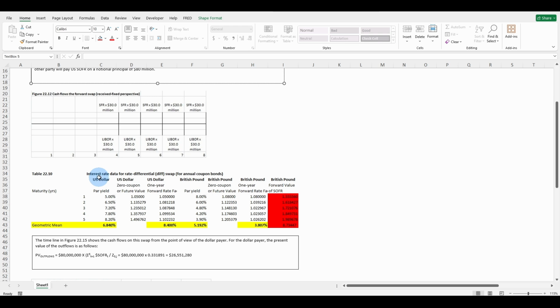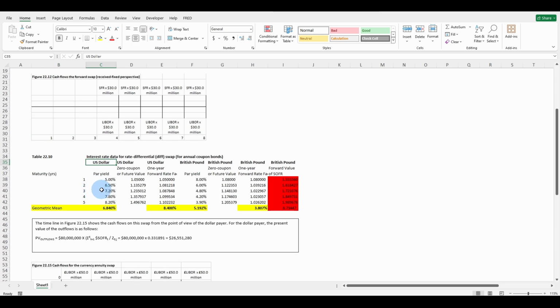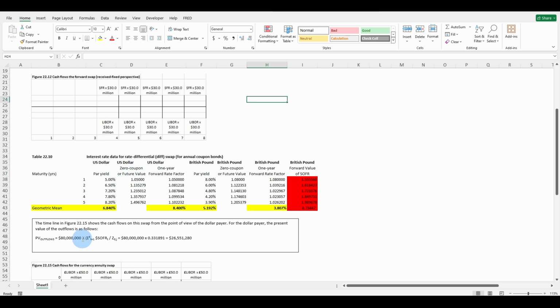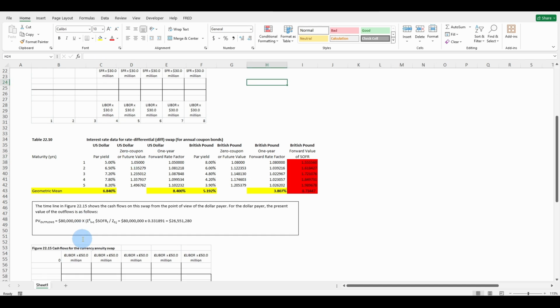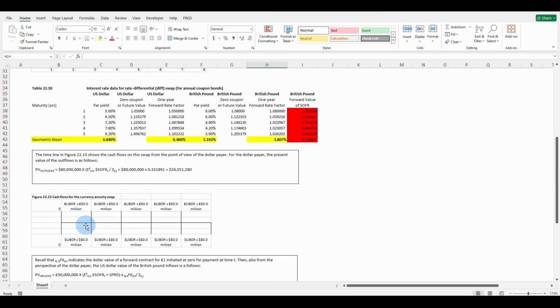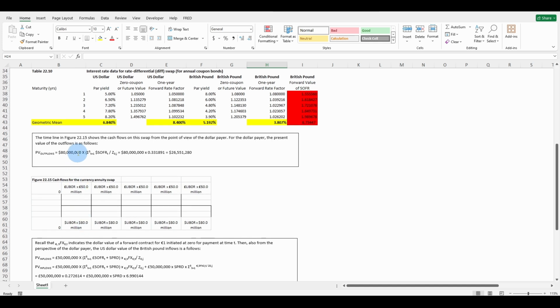We've got the US dollar interest rates for annual coupons from the diff swap, so we're using that same example from the diff. So we have US dollar par yield, zeros, and 1 year forwards. The timeline in figure 2215 shows the cash flows on the swap from the point of view of the dollar payer. For the dollar payer, the present value of the outflows is as follows.